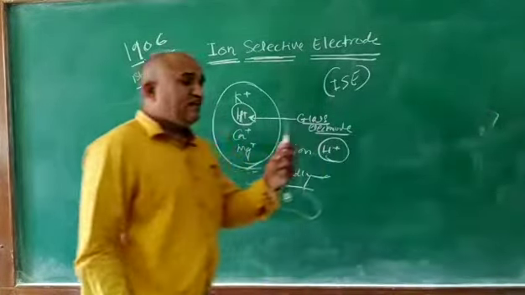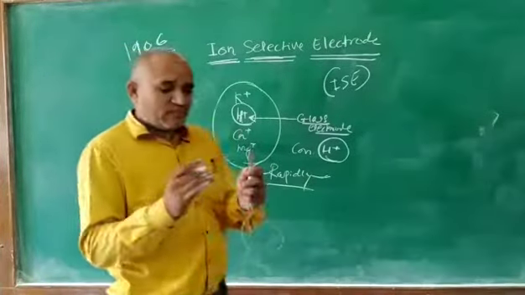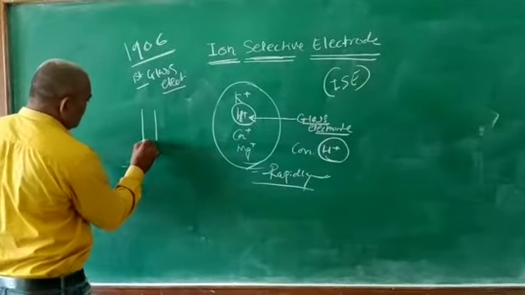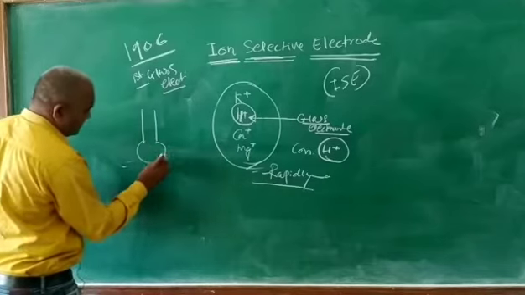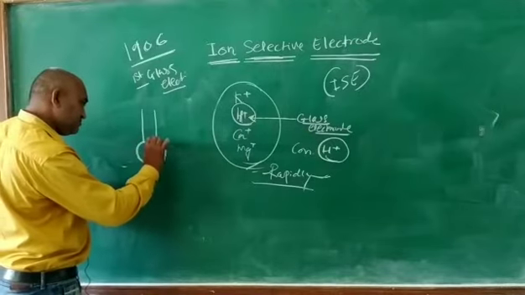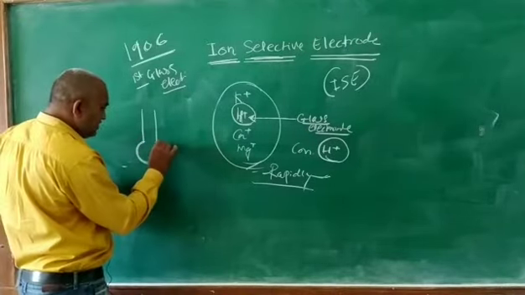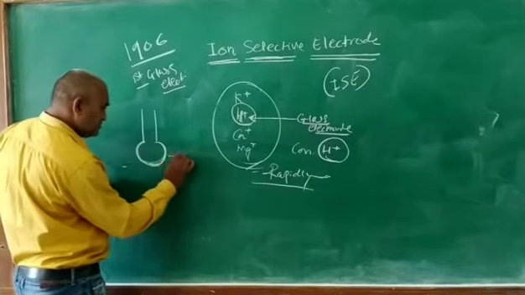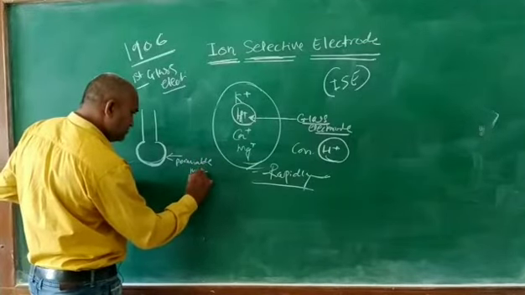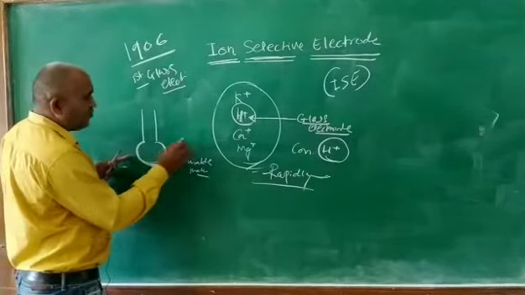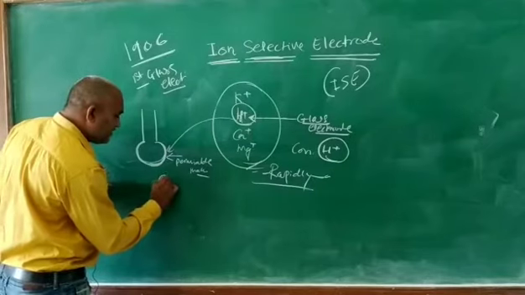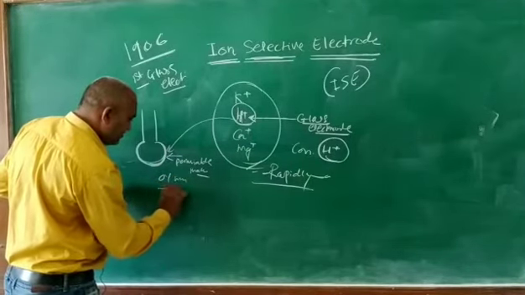So the glass electrode consists of a membrane. Here is a ball-like structure. This is the glass electrode, with the ball-like structure. This is the permeable membrane. This membrane allows only H positive ions to permeate. The thickness of the permeable membrane is 0.1 mm.